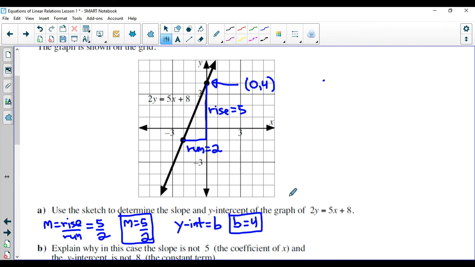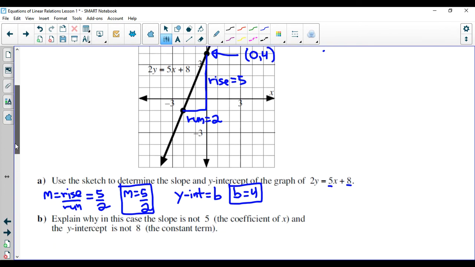Now here's where it gets a bit weird, because it says, okay, I have a slope of 5 over 2, I have a y-intercept of 4, but the graph is 2y equals 5x plus 8. But wait a second, the coefficient attached to x is 5, not 5 over 2, and the constant term is 8, it's not 4. So there seems to be a little bit of a contradiction here.